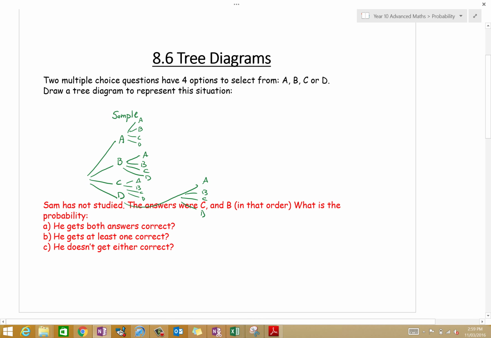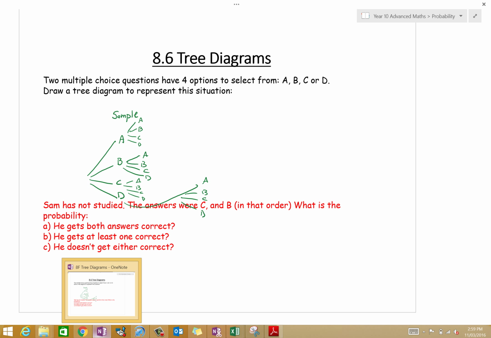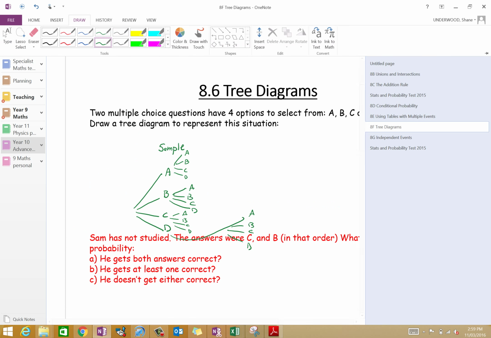All right, so that was a really good question. Why do we do it like this? Well, because in other words, we can actually see that there is a total of 16 outcomes. Let's do our counting again.